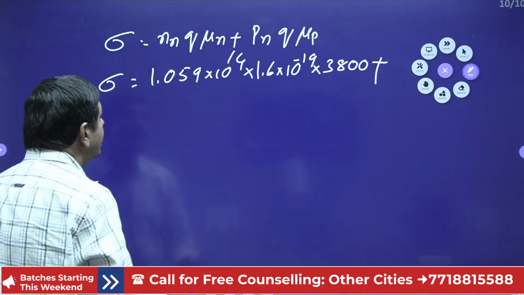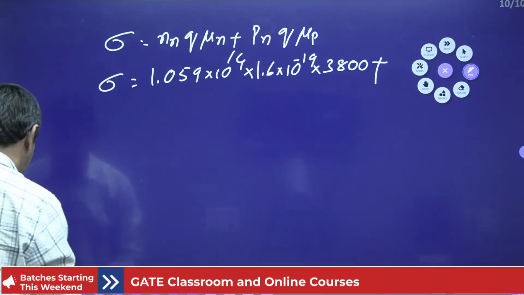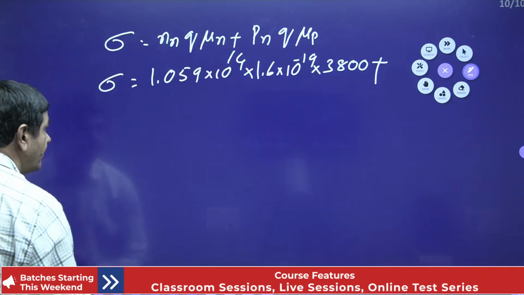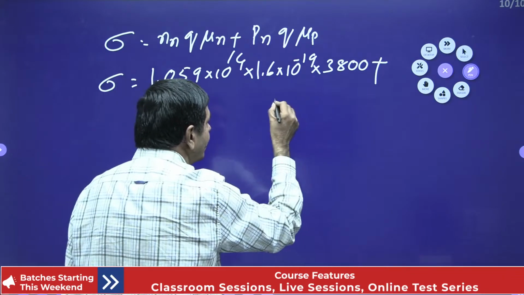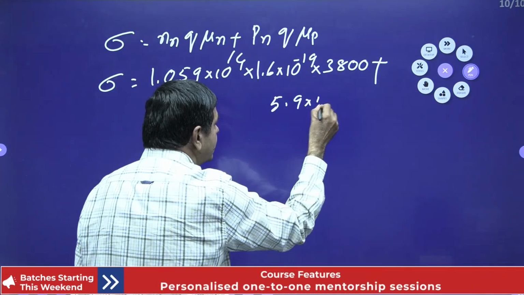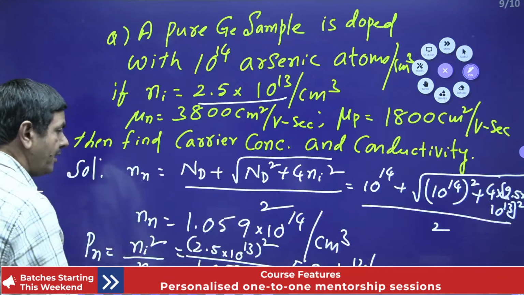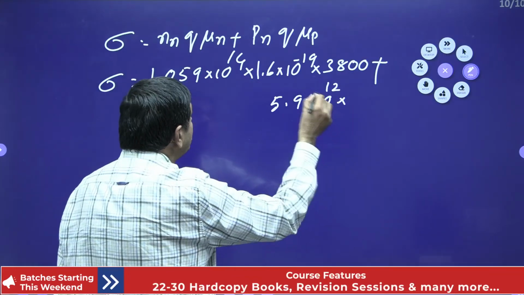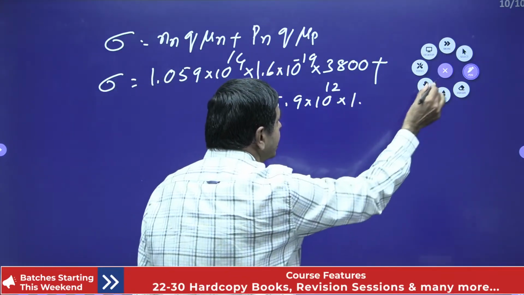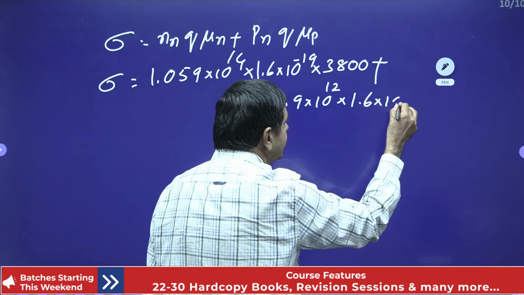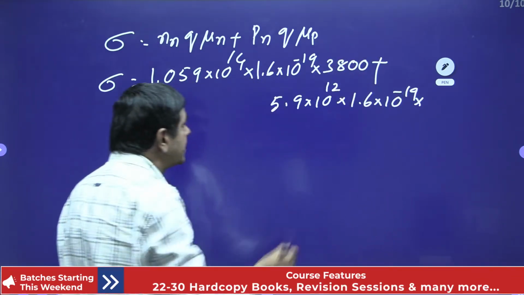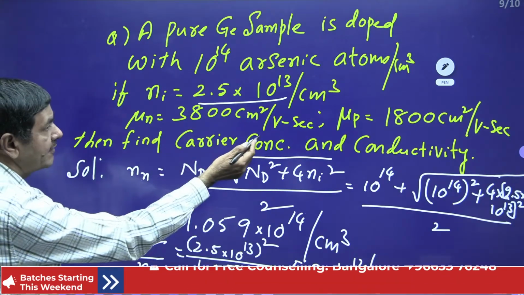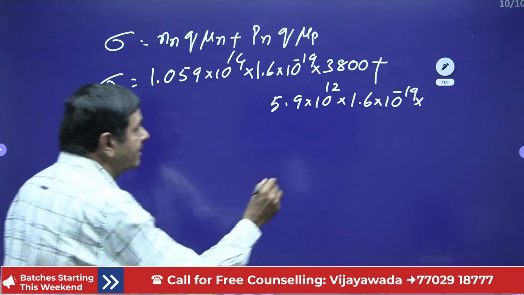Plus, for holes, the concentration Pn we are getting already. What is the Pn we are getting? 5.9 into 10 power 12, into Q, which is 1.6 into 10 power minus 19, into the mobility of holes. The mobility of the holes is given here as mu p, 1800.